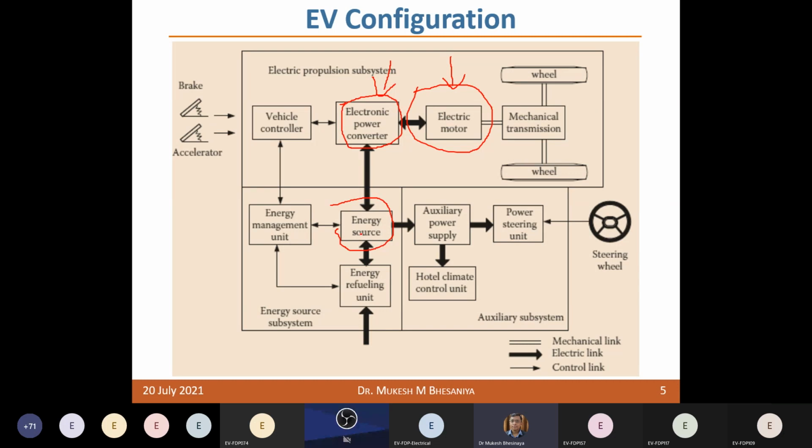So this may be a fixed DC voltage, and you will get a variable DC voltage with the use of different types of converters. Say if you have this DC motor, then we use a DC-DC converter, wherein the input is a fixed DC voltage, and the output will be a variable DC voltage. If you are using an induction motor drive, then the drive is fed from a three-phase inverter.